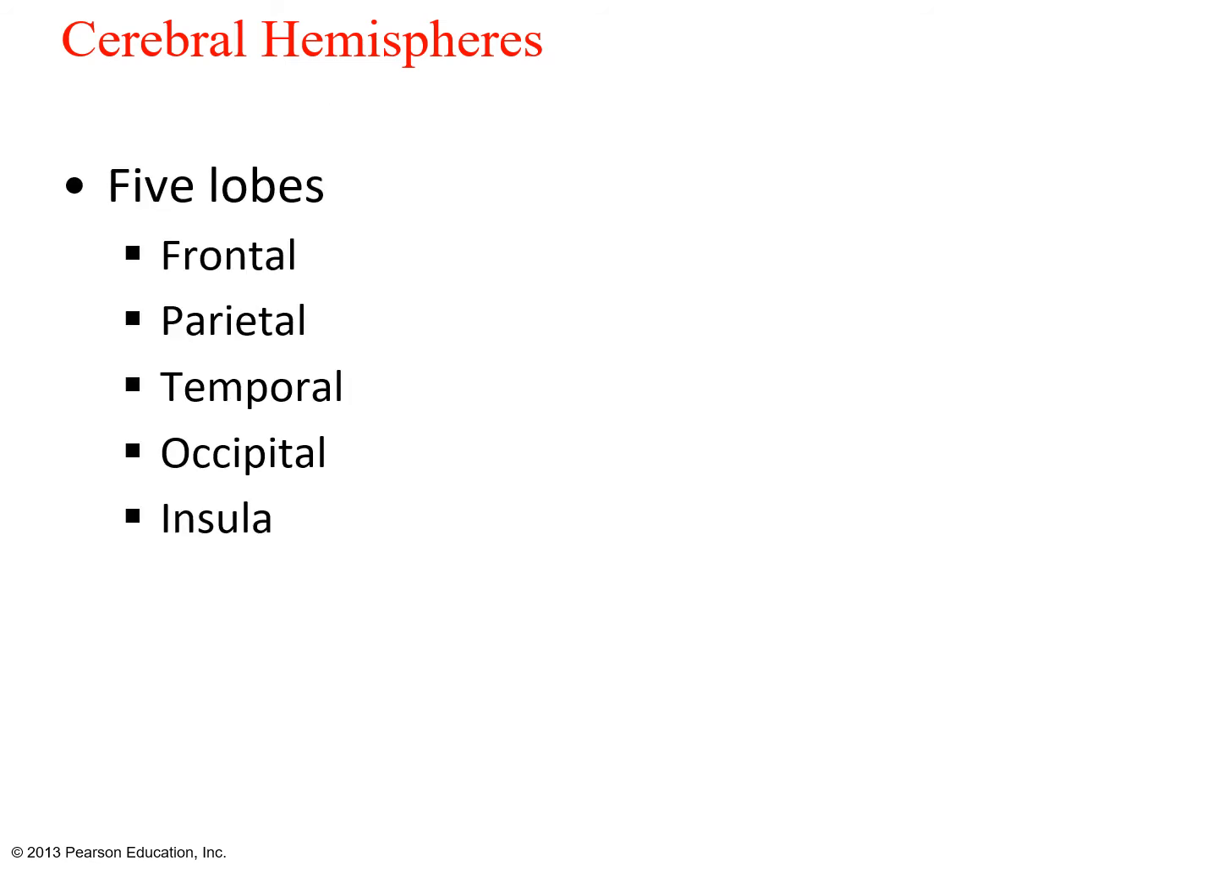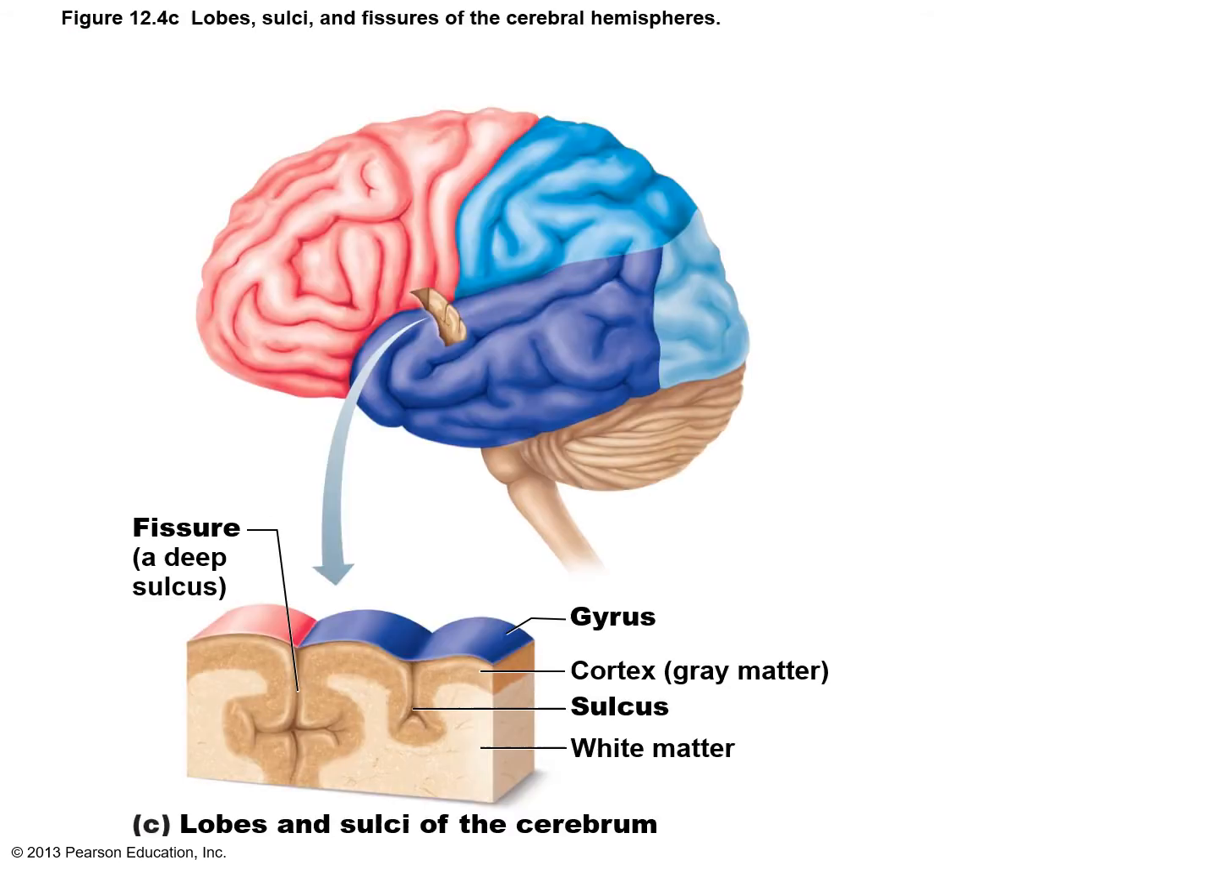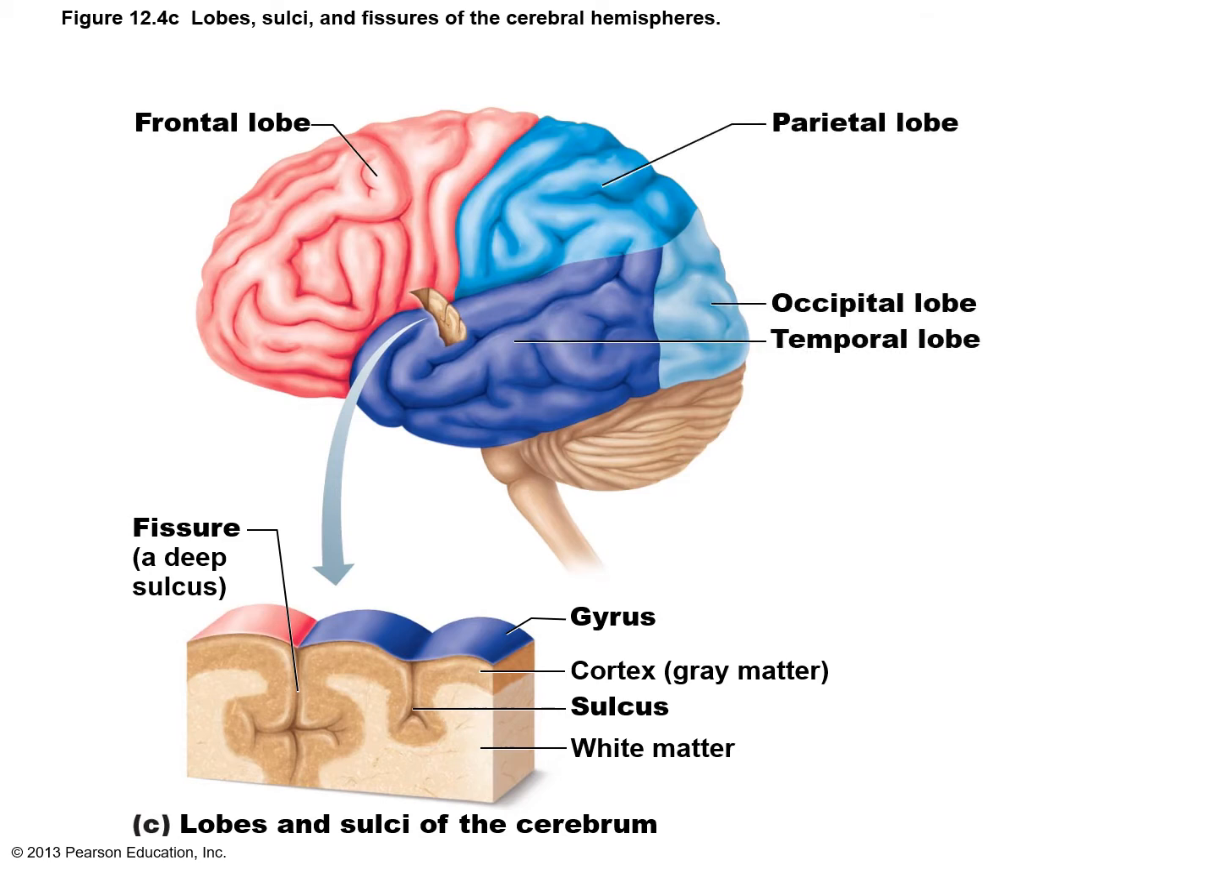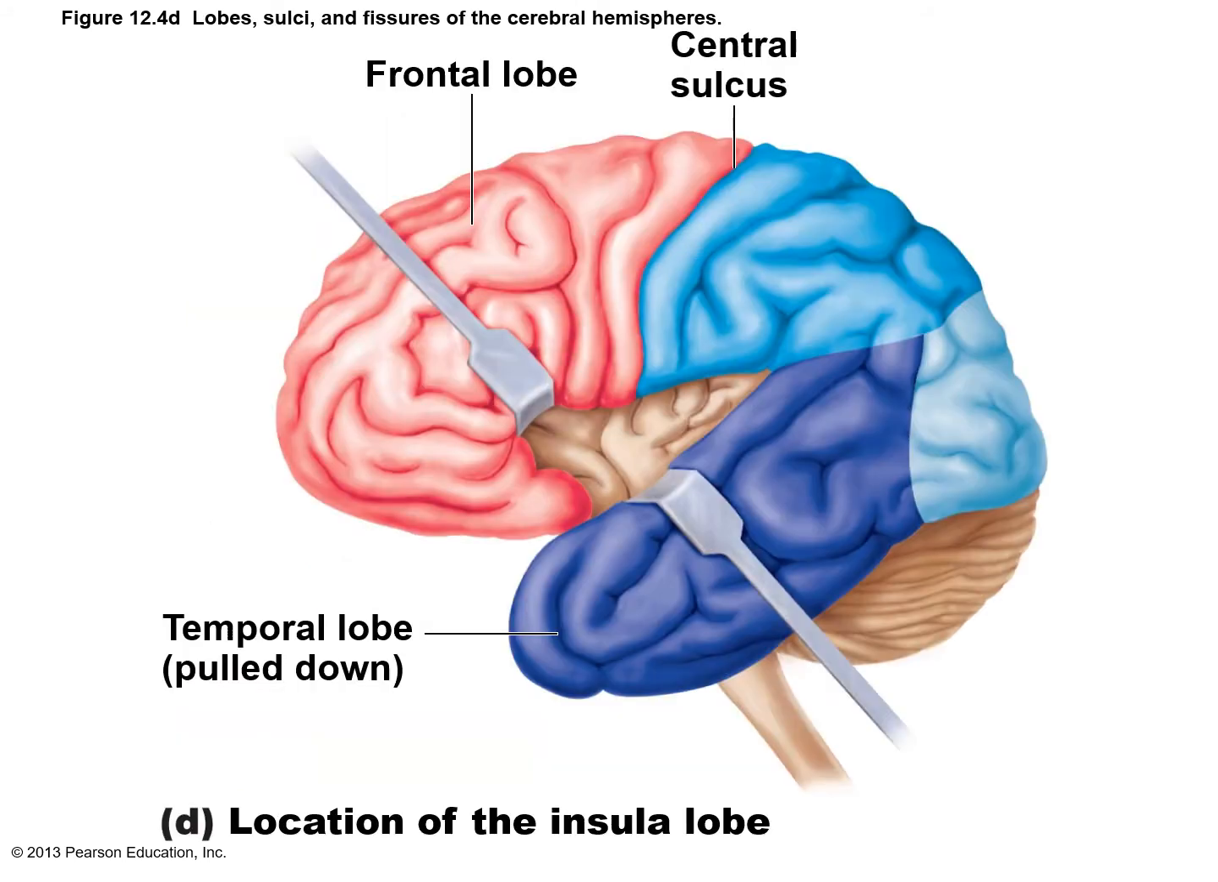There are 5 lobes in the cerebrum. The frontal, the parietal, the temporal, and the occipital are all named after the bones which overlie them. The insula is deep to both the frontal and the temporal lobes, as we'll see in just a moment. Here you see another lateral view of the brain. This is the frontal lobe, this is the parietal lobe, this is the occipital lobe, and this is the temporal lobe. If you pull apart sections of the frontal lobe and the temporal lobe, you can see the gyri of the insula deep to them.